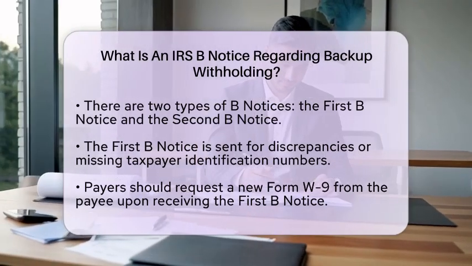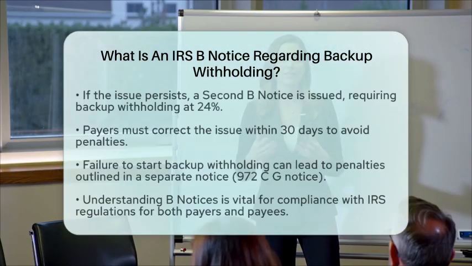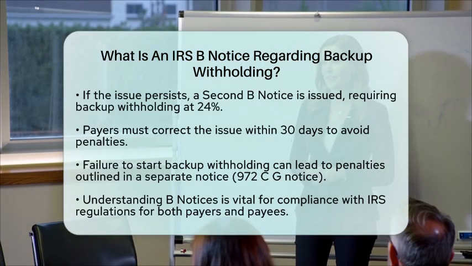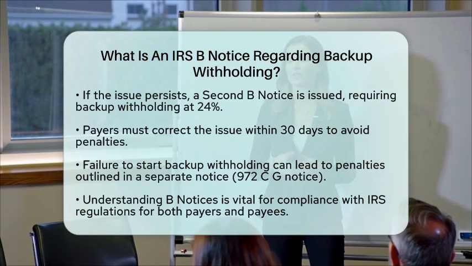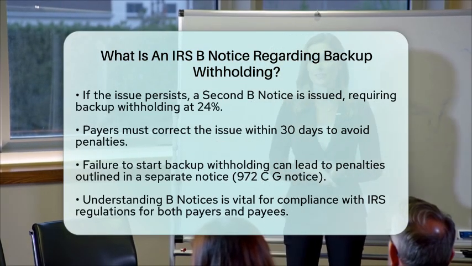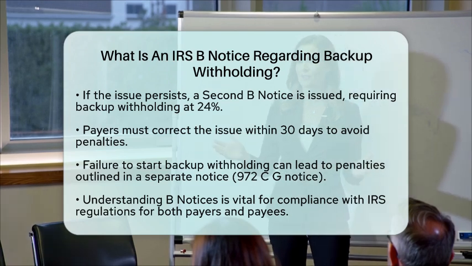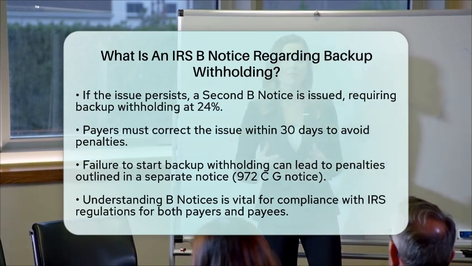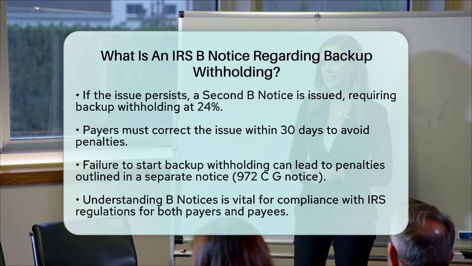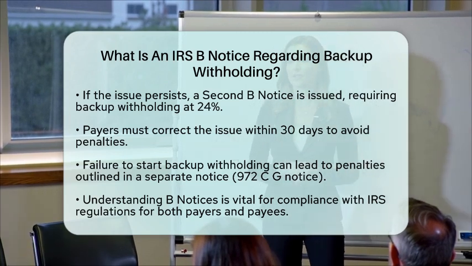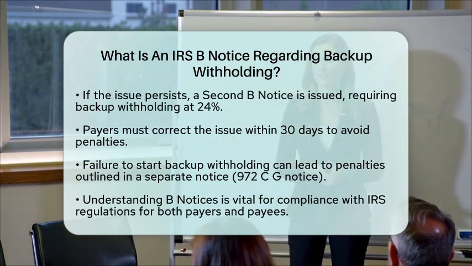If a payer does not correct the taxpayer identification number issue within 30 days of receiving a B notice and fails to start backup withholding, they may face penalties. These penalties are outlined in a separate notice, typically referred to as the CP2100 notice.